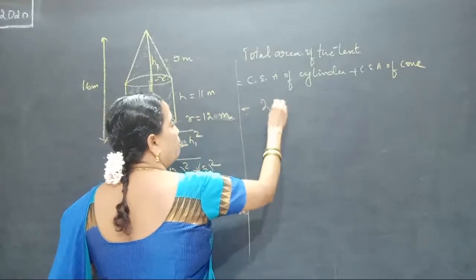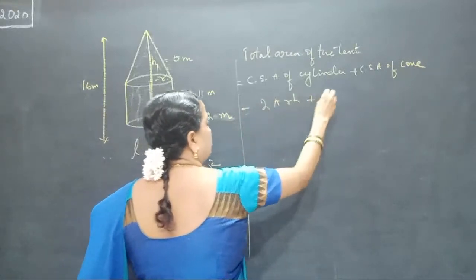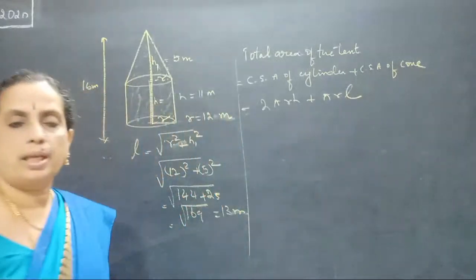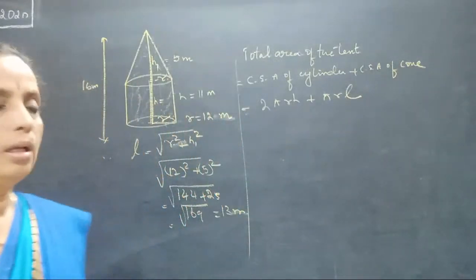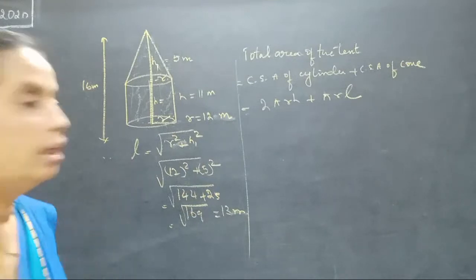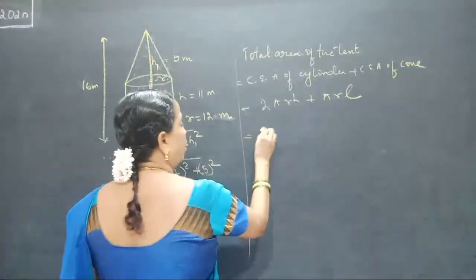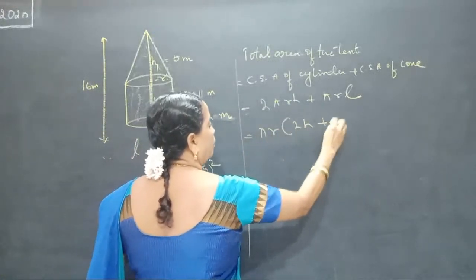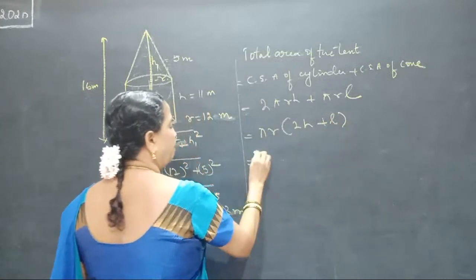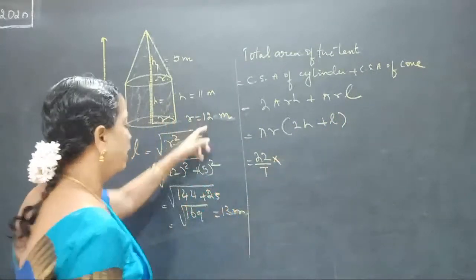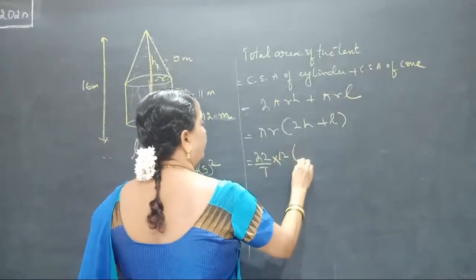That is 2 pi RH plus pi RL. Curved surface area of a cone is pi RL. Curved surface area of the cylinder is 2 pi RH. Let us take out pi R, which is common in both the terms. Now we substitute the pi value 22/7, the radius value 12, and height.